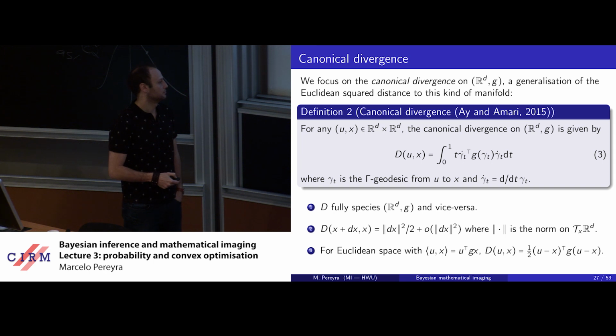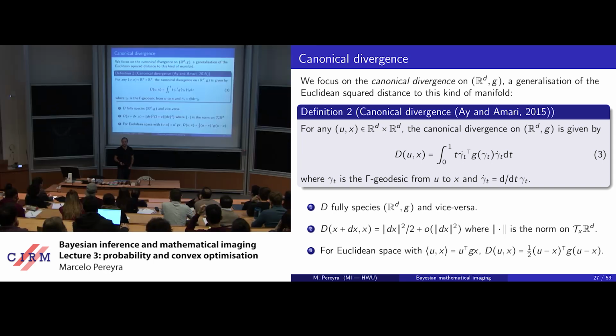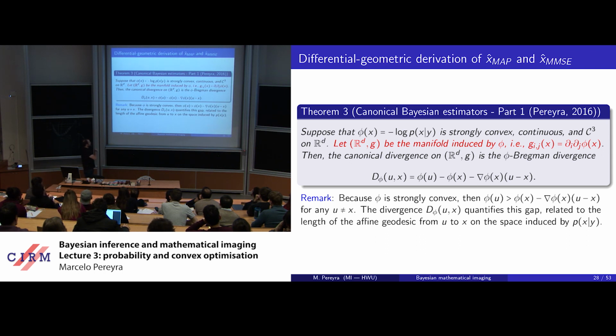So if G is the identity, you will have something like a Mahalanobis distance or the Euclidean square distance. So it's a generalization of the Euclidean square distance. So it's a generalization of the mean square error to settings where you're not Euclidean. So then we have this interesting theorem.